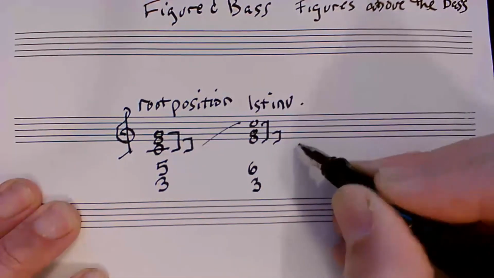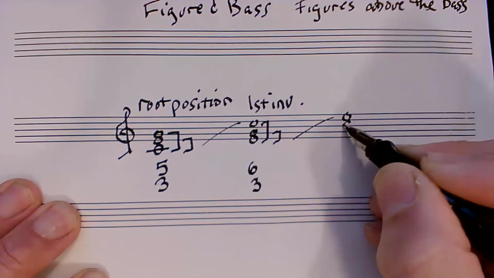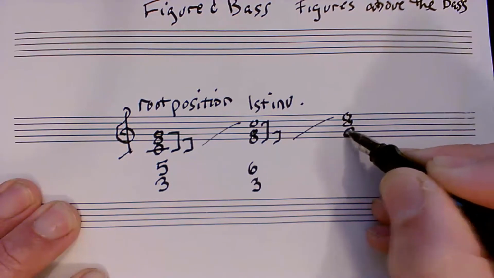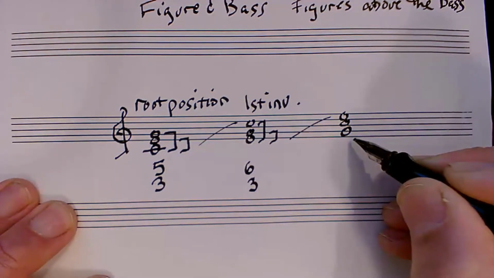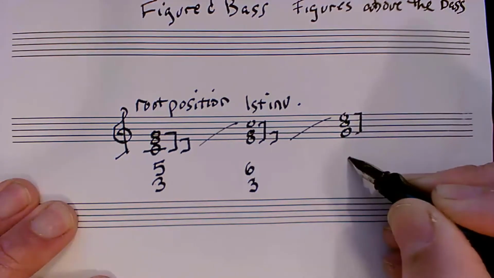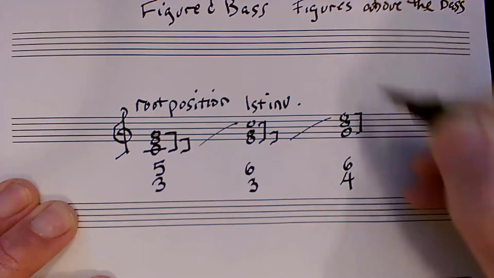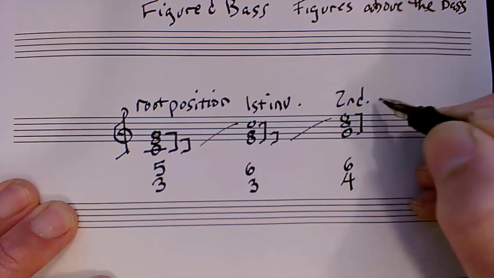And if we were to do that one more time, that is, place the third in some upper voice and voice the chord so that the fifth of the chord is the lowest pitch, you could see we'd have a different set of numbers. This would be the interval of a sixth, this would be the interval of the fourth, and that would be the figured bass for second inversion.